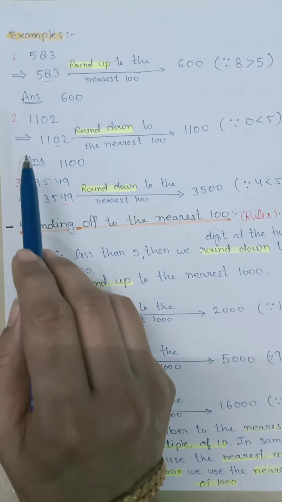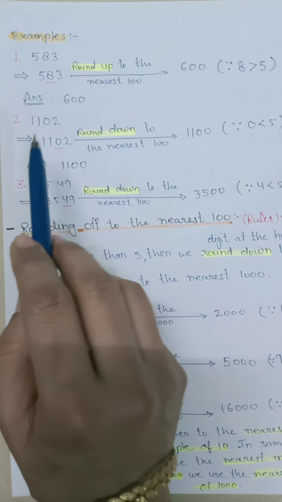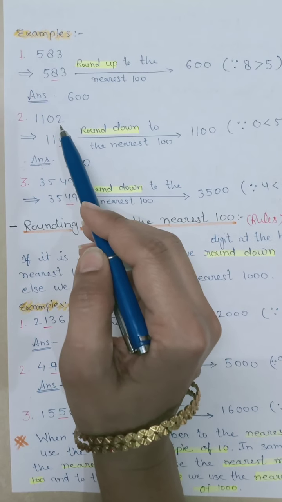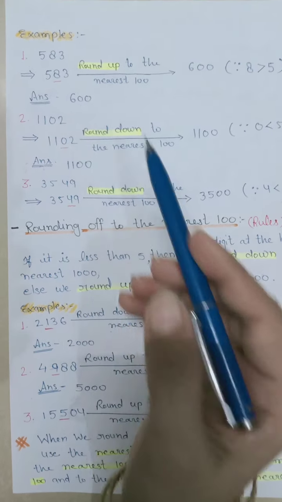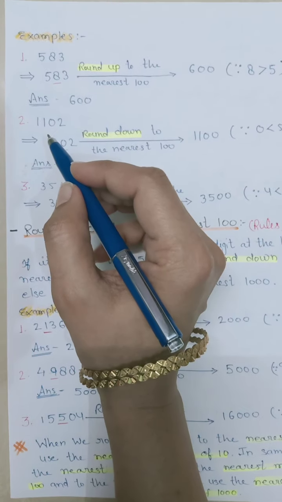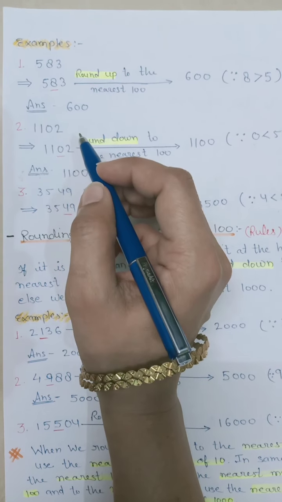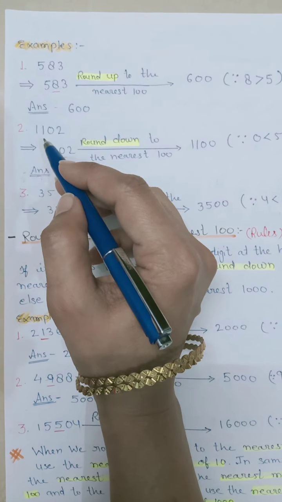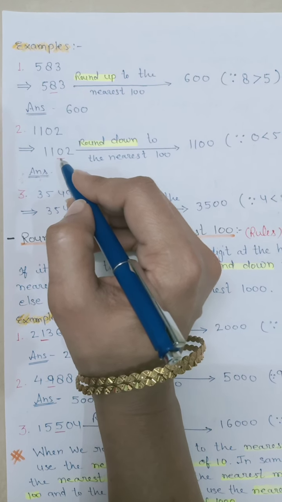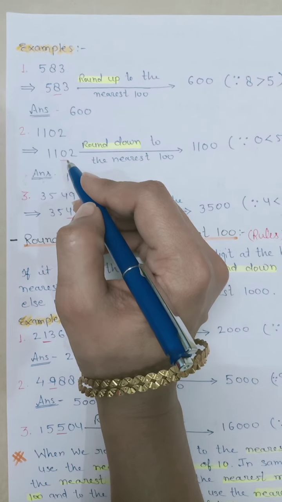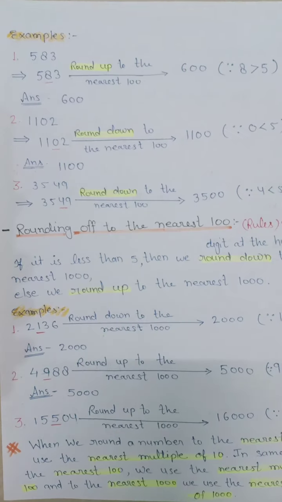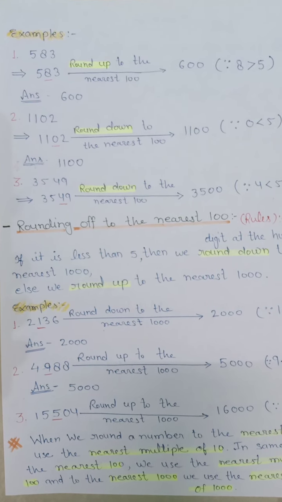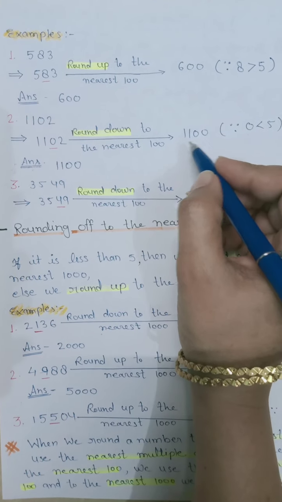Now come to example number 2. The given number is 1102. As I told you before, it does not matter how many digits are given to us. We only have to note one thing: which number we are rounding off to, and which digit we have to see. So now, rounding off to the nearest 100, we have to see the digit at the tens place. Which digit is the tens place here? 0. And all of us know that 0 is less than 5. So we have to round down to the nearest 100. So the answer will be 1100.